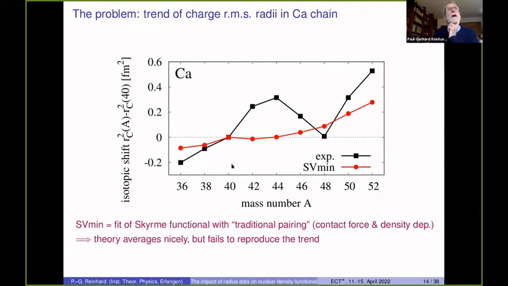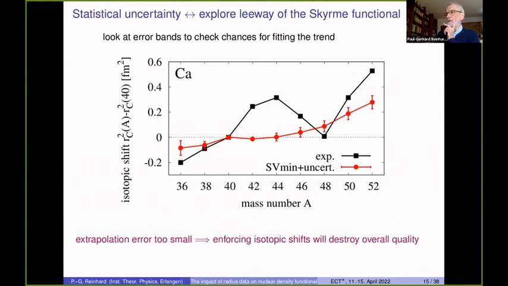Now let's ask theory, do we have a chance by refitting it? So I look at the uncertainty of the prediction. These are the error bars here, and this is far off. There is no chance to fit this isotopic shift with a given model. It would destroy the quality of the model, the error bar. The allowed variations are much too small. So we have to do something.